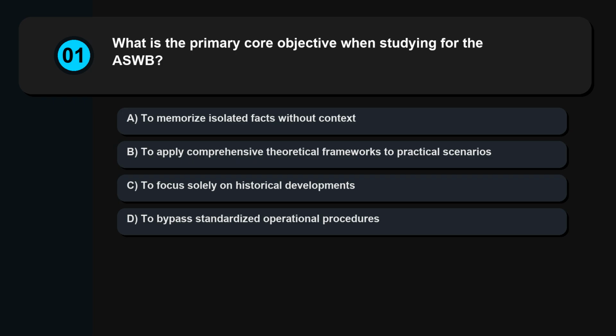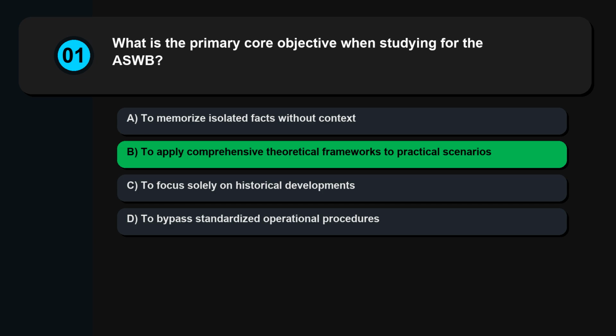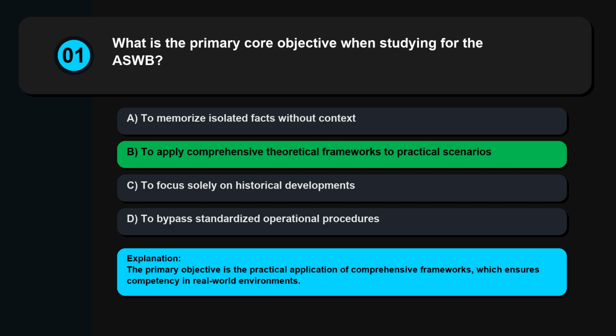Question 1. What is the primary core objective when studying for the ASWB? To memorize isolated facts without context. To apply comprehensive theoretical frameworks to practical scenarios. To focus solely on historical developments. To bypass standardized operational procedures. The primary objective is the practical application of comprehensive frameworks, which ensures competency in real-world environments.